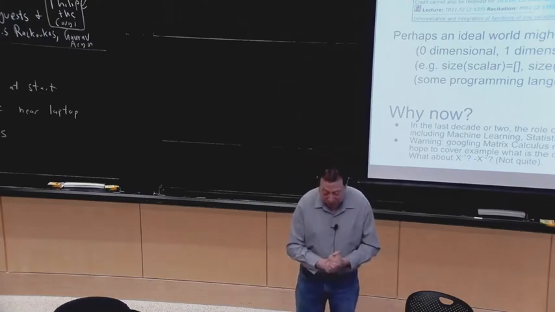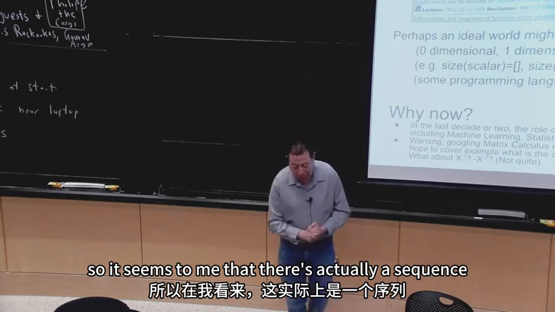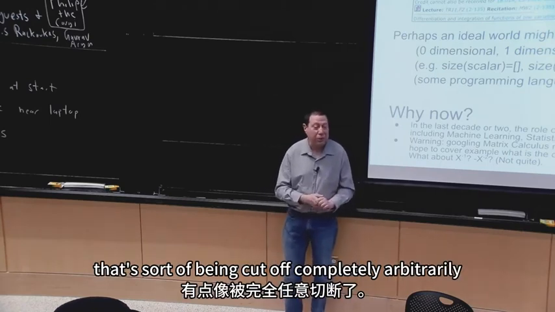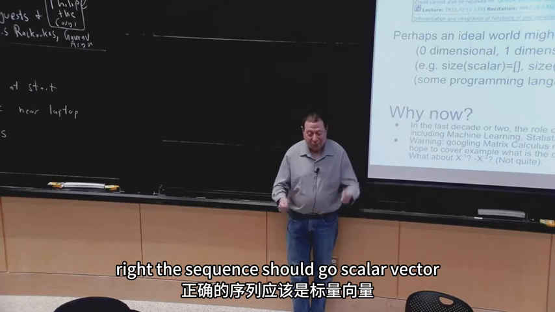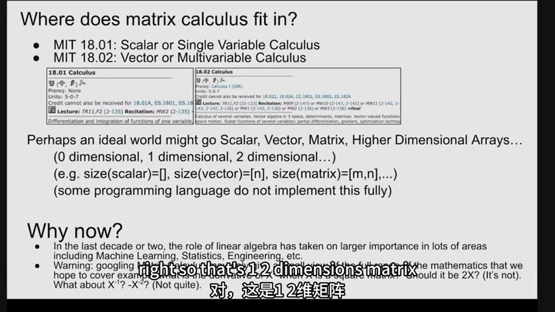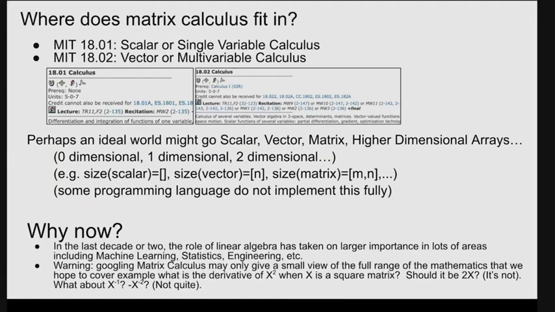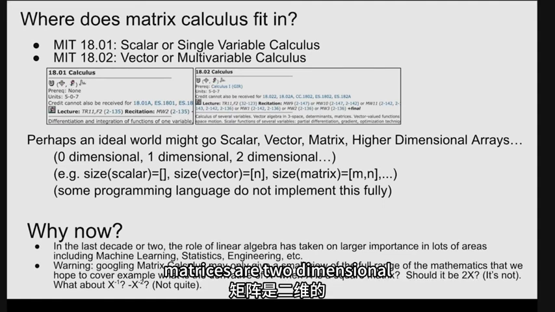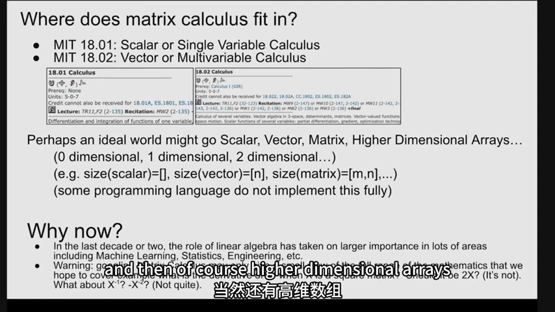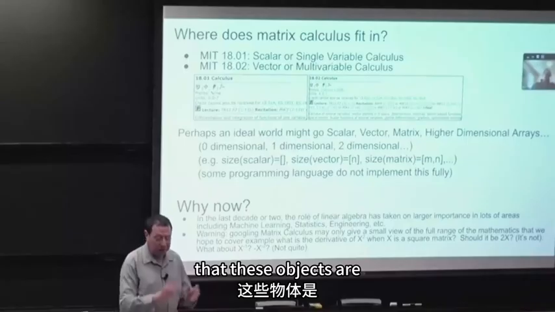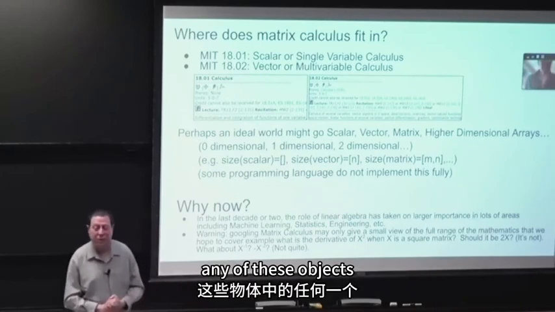So it seems to me that there's actually a sequence that's being cut off completely arbitrarily. The sequence should go scalar, vector, matrix. Scalar is 0-dimensional, vector is 1-dimensional, matrices are 2-dimensional, and then of course higher dimensional arrays. It just makes sense that you should be able to do calculus on any of these objects.